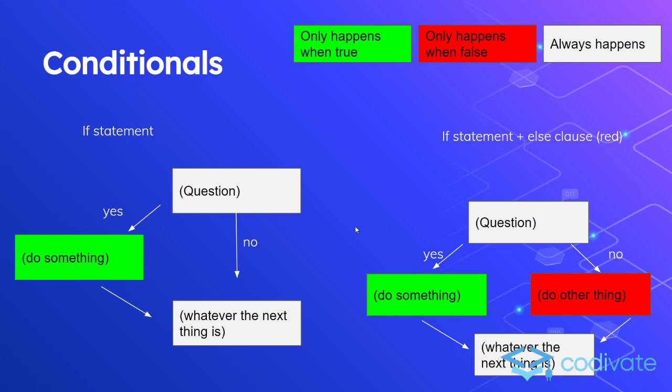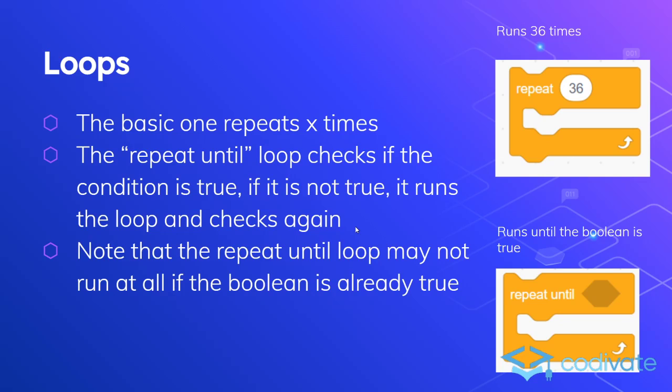So instead of just skipping it and going straight to the next thing, it does its own thing and then comes back. And then loops, there are two types of loops. One of them actually uses conditionals, the other one doesn't. The first one, the basic one, just repeats a number of times equal to whatever you put in there. So you can put whatever number you want in there, and it will repeat that many times.